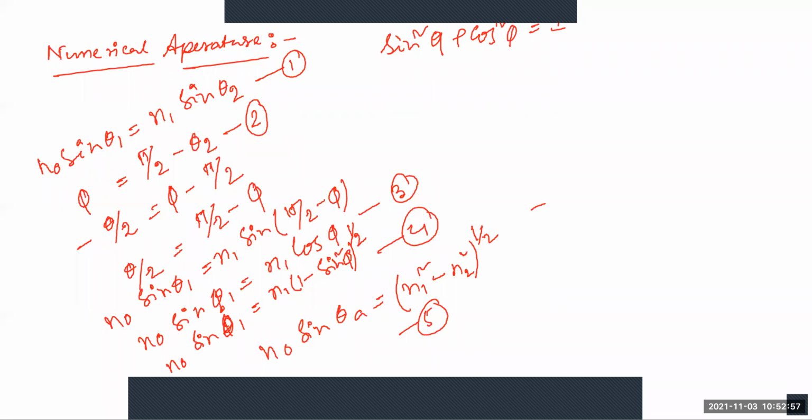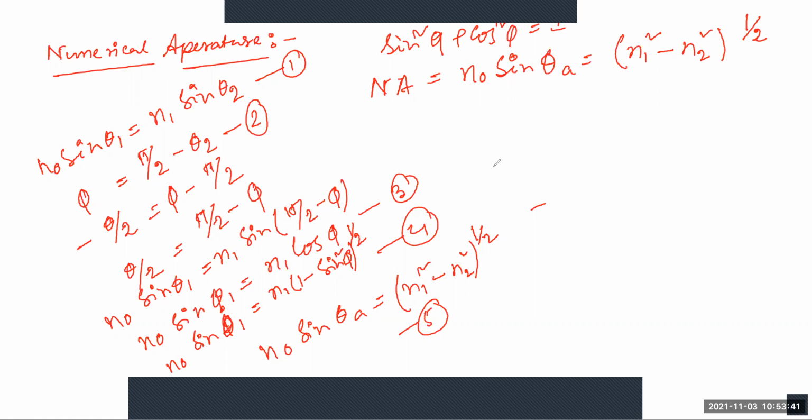Now, for the case of numerical aperture, it is defined that NA equals n naught sine theta a equals n1 square minus n2 square to the power half. Here n naught is often used as 1 for air, so it is simply equal to sine theta a.